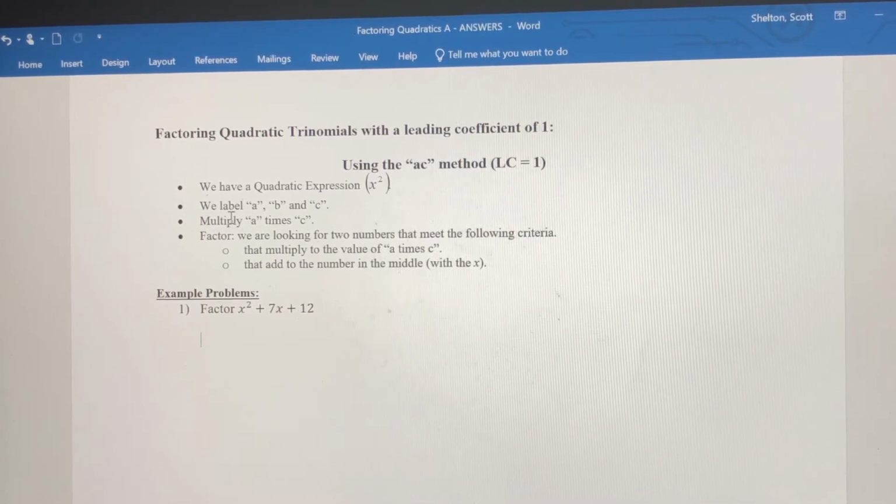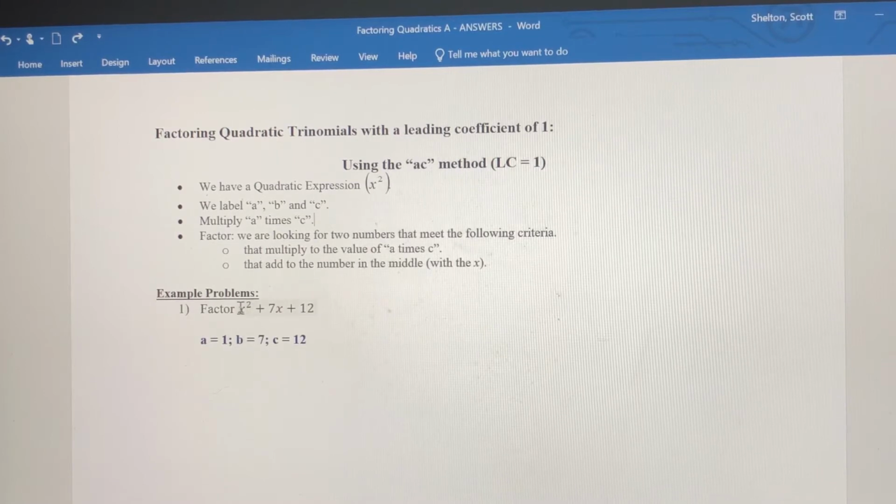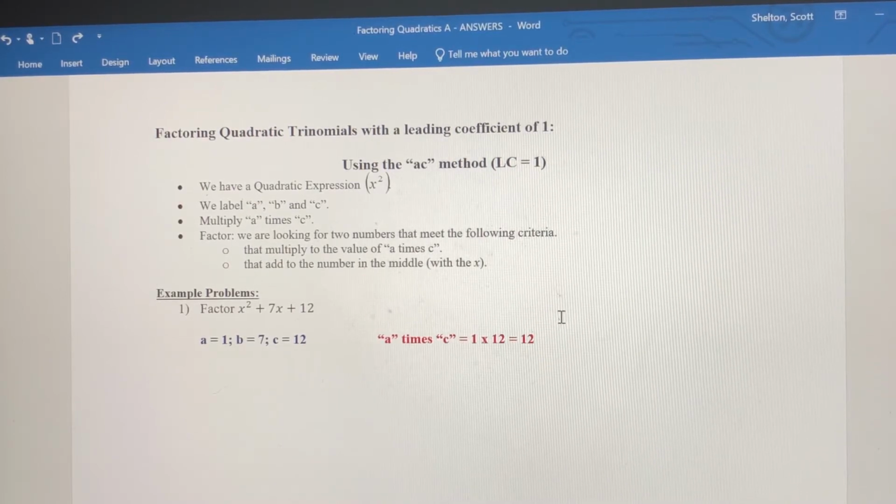So first thing we want to do is label A, B, and C. A is the coefficient of x squared, 1, B is the coefficient of x, which is 7, and C is the constant 12. Next, we want to multiply A times C. So A times C, 1 times 12, equals 12.